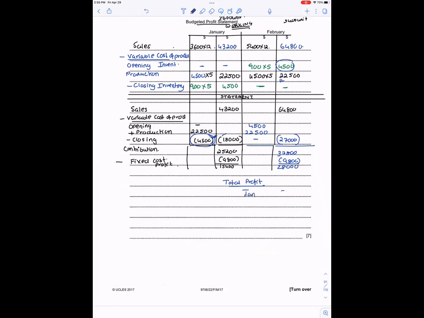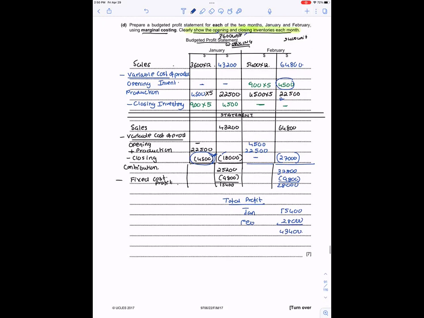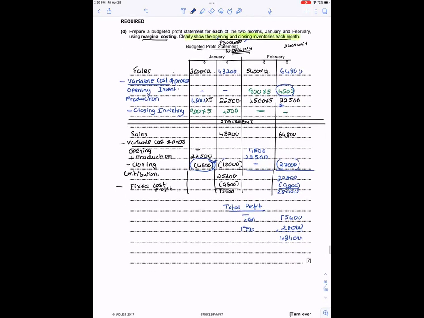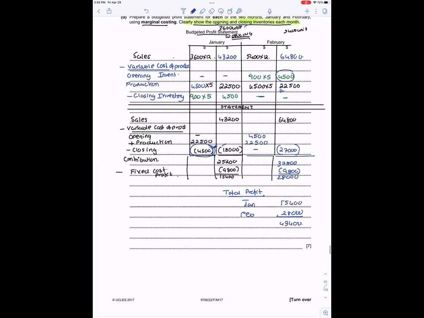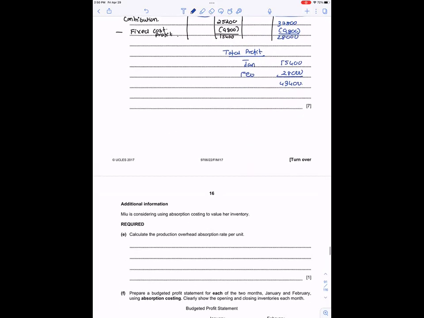Are you all with me? Yes, ma'am. Oh, there was sufficient place, so you could do it over here only. It's fine. I just pasted the question, that is right. So we made the budgeted profit statement as per marginal costing. I hope everyone is done with this.